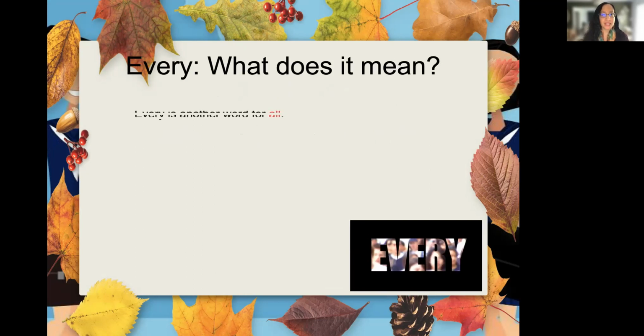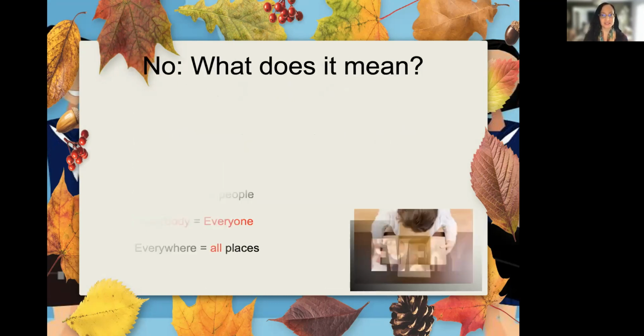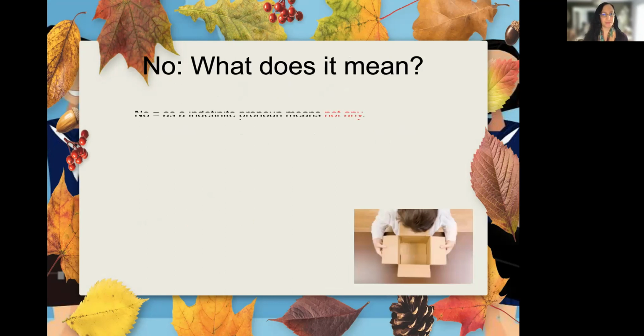Every, what does it mean? Every is another word for all. Everyone is all people. Everything is all things. Everybody is all people. Everybody could be used as everyone interchangeably. Everywhere is all places.